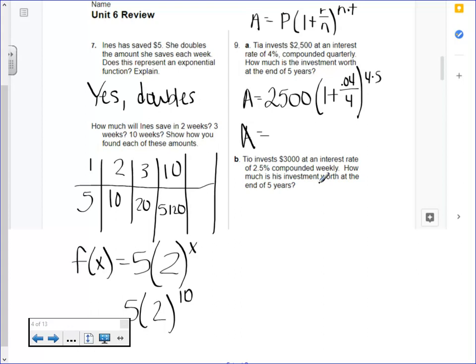I typed in $2,500, that's our principal amount, plus, and then I'll do a parentheses 1 plus 0.04 divided by 4. I just typed it in just like that because order of operations is going to catch that. You do division before you do addition, so that's fine. And then I'm going to raise it to, what is 4 times 5? 20th power. $3,050.